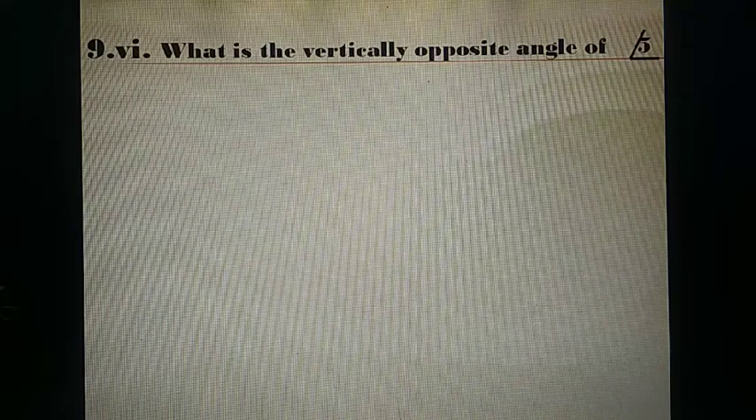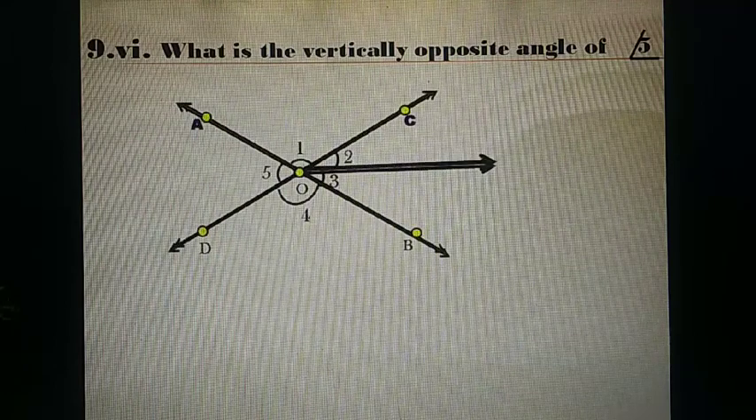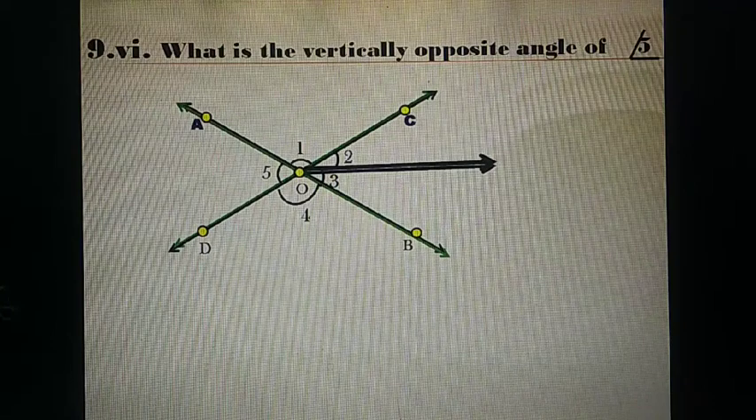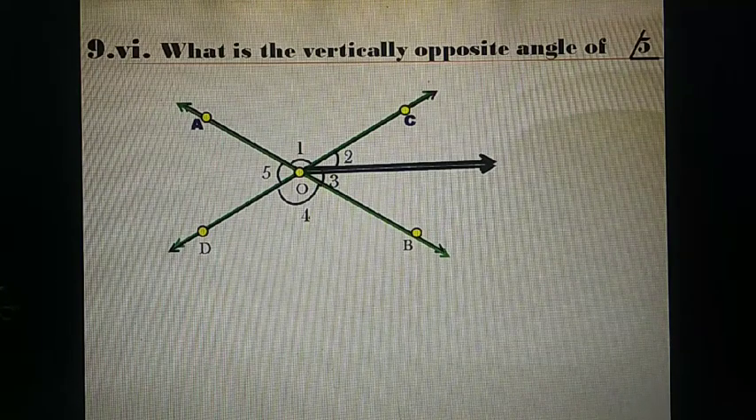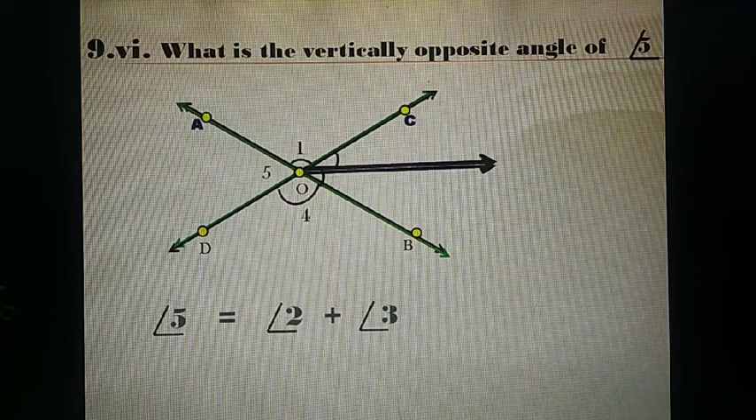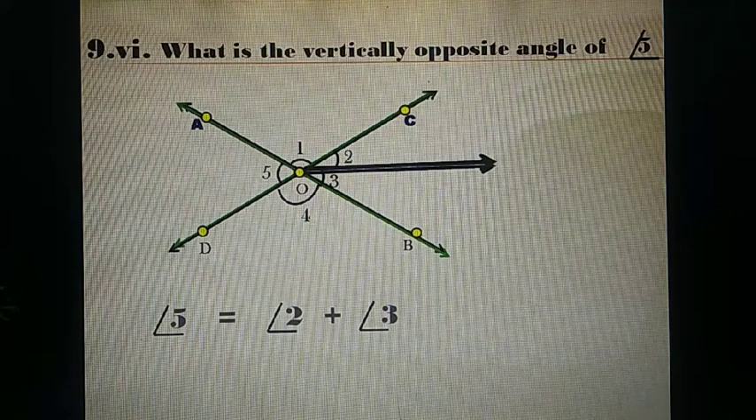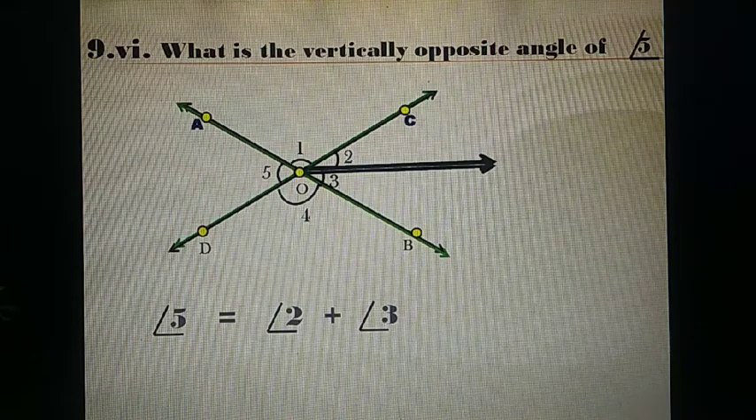Now we are supposed to find what is the vertically opposite angle of angle 5. So again, first you will trace the two lines which are intersecting each other. Now you have to find the vertically opposite angle of 5. Now in the diagram you can see angle 2 and angle 3 both are on the vertically opposite side. So we will write it as angle 2 plus angle 3.